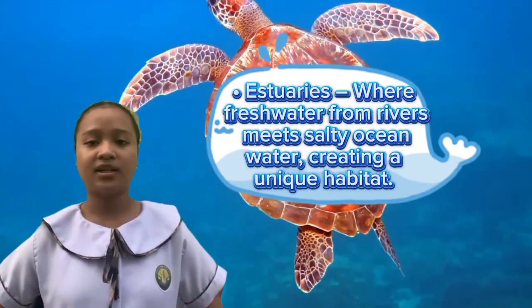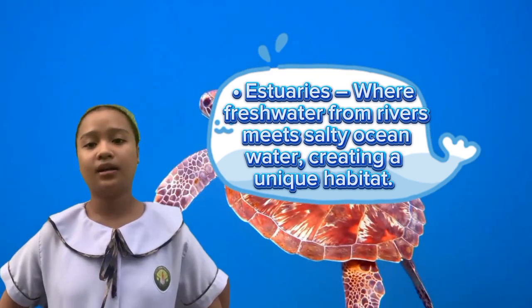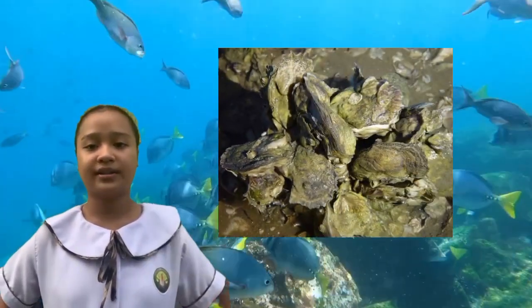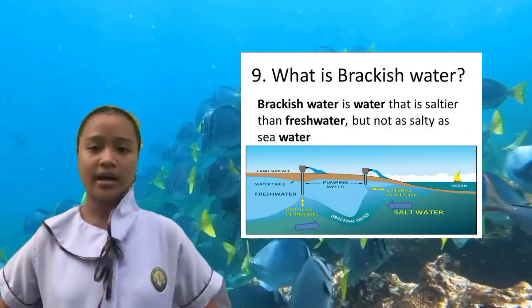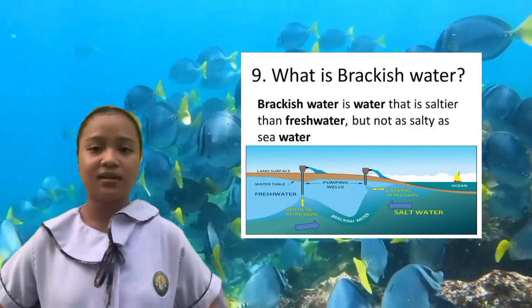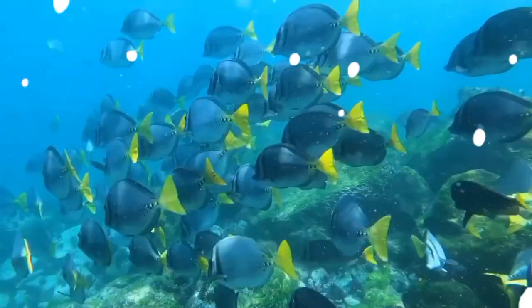Estuaries, where fresh water from rivers meets salty ocean water, creating a unique habitat. Living things: mangroves, oysters, shrimp, and herons. Non-living things: brackish water, a mix of salt and fresh water, mud, and sediments.